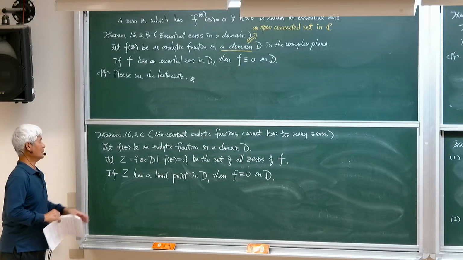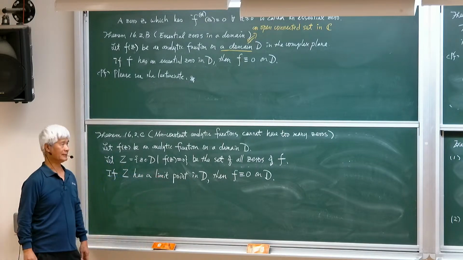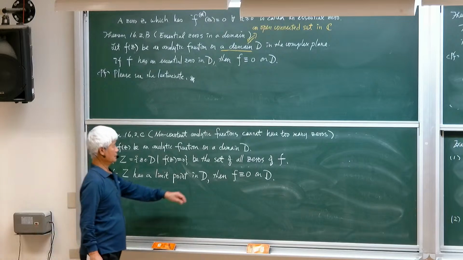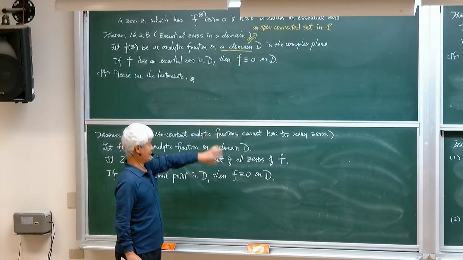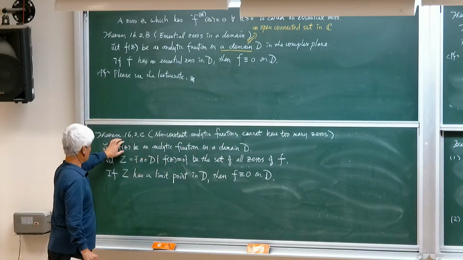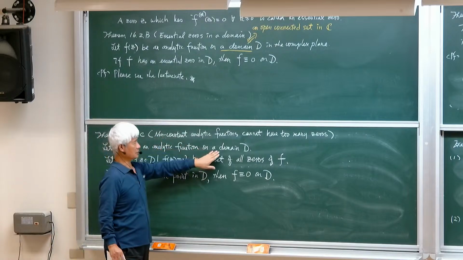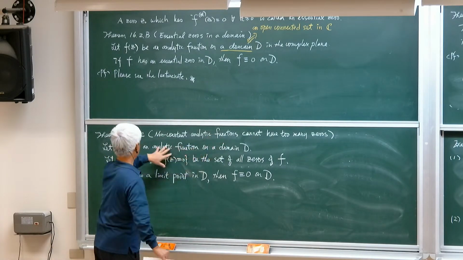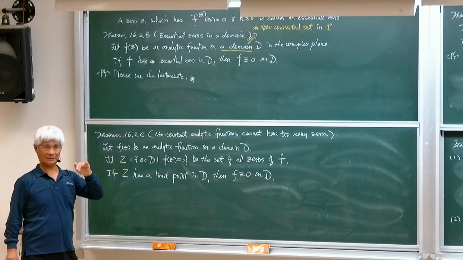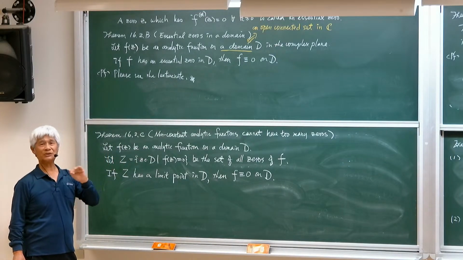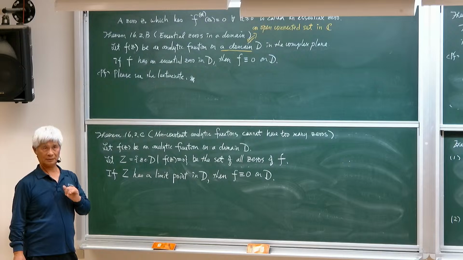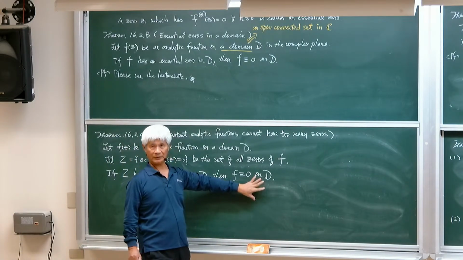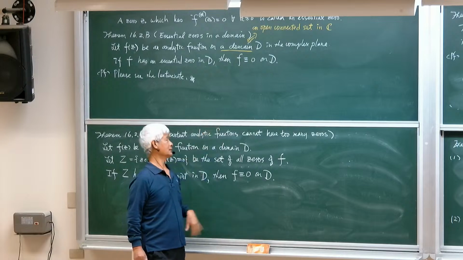Okay, so this is another condition. Because in the previous theorem we said that if we consider an analytic function on a domain, an open connected set, and if this function has an essential zero, then this function must be identically 0 on the whole domain, right? That is the case.